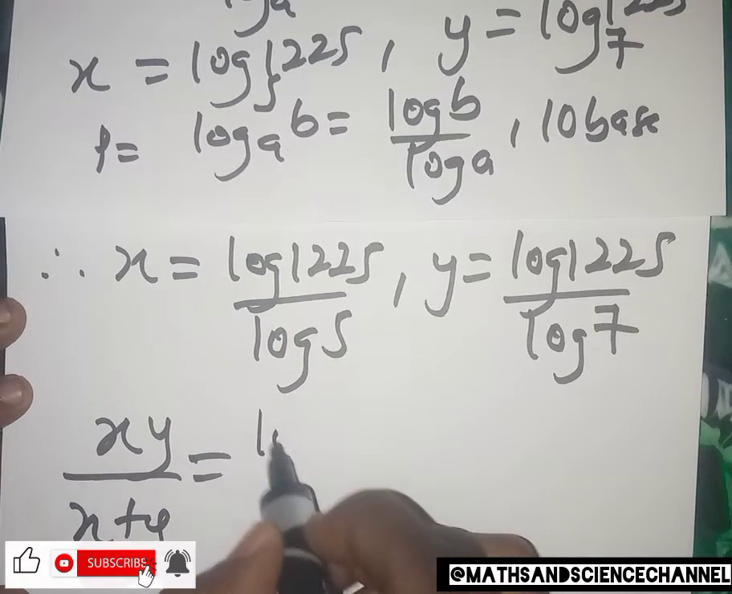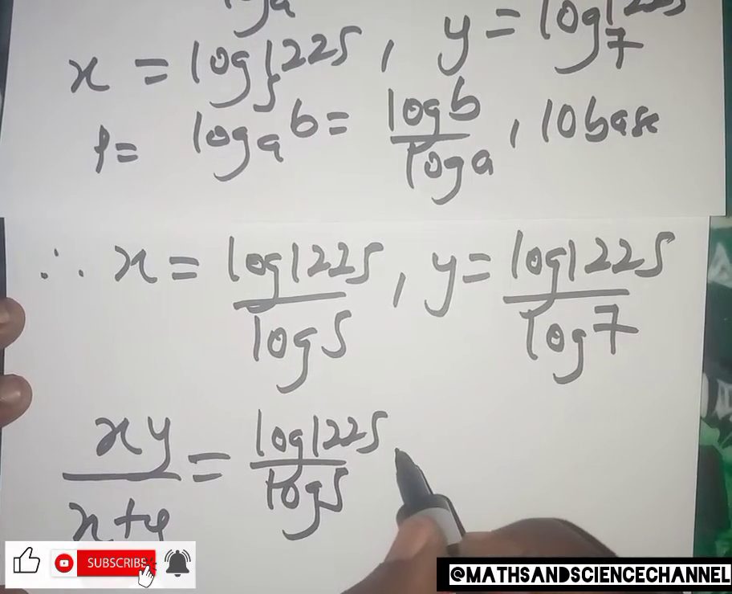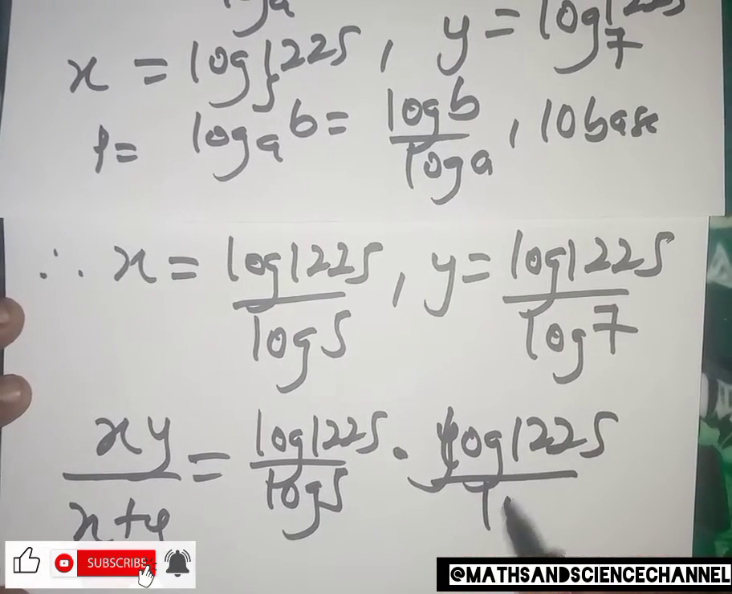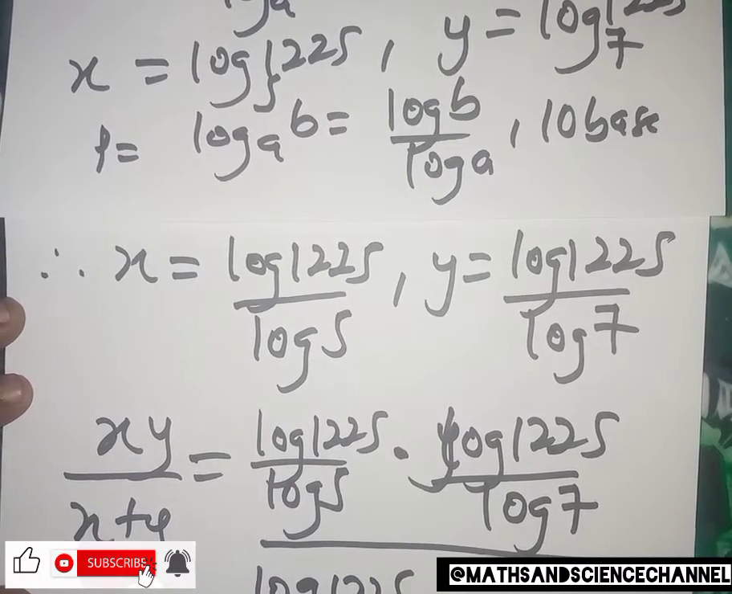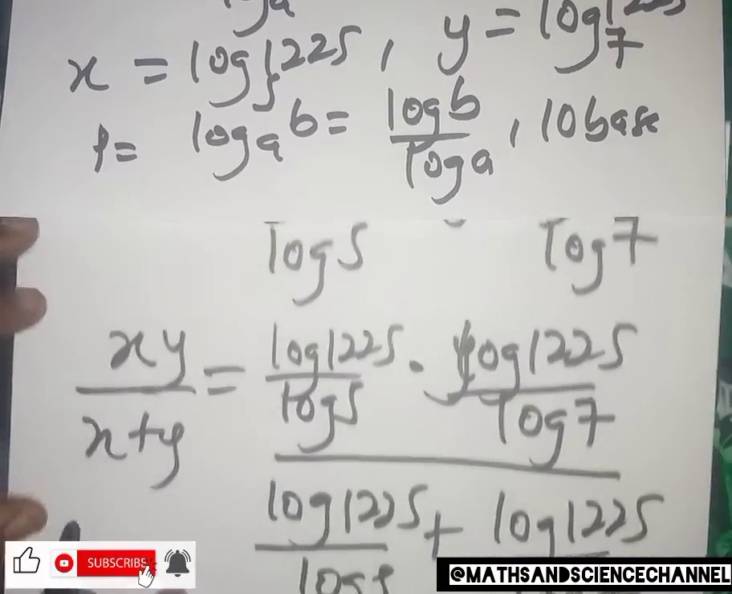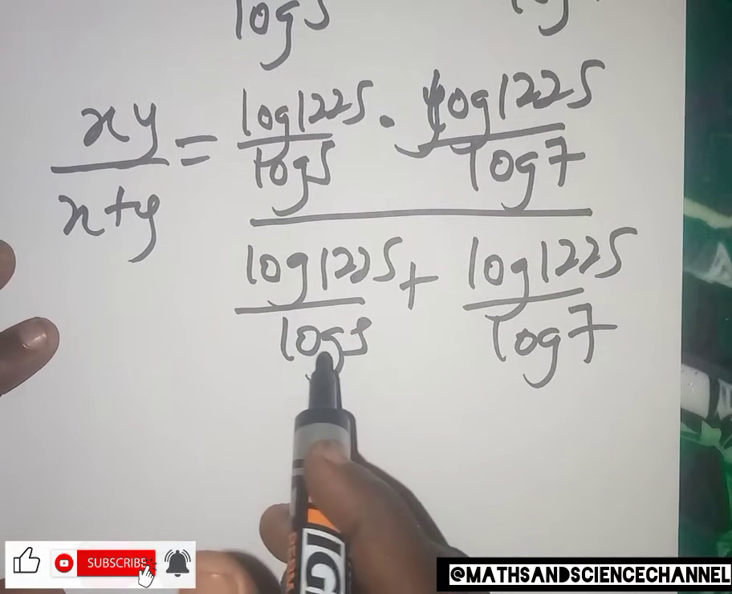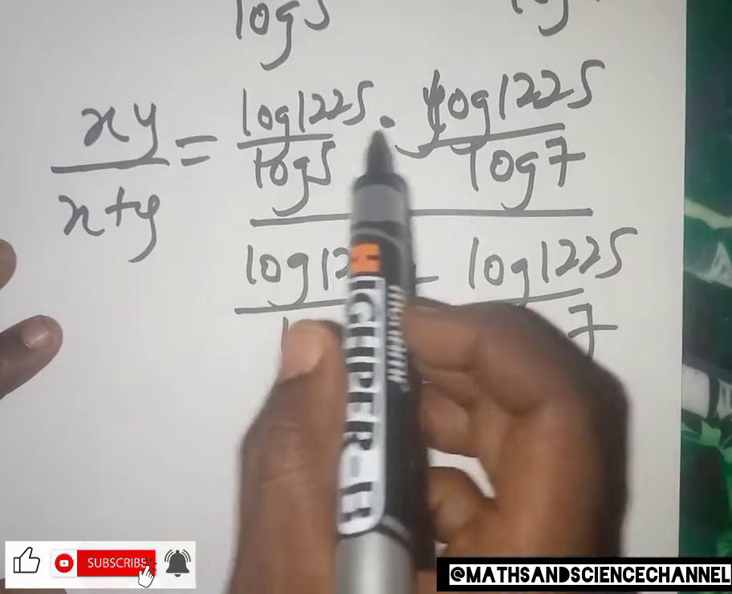So in the first part we have log 1225 divided by log 5 multiplied by log 1225 divided by log 7, being divided by log 1225 over log 5 plus log 1225 divided by log 7. So this is what we are going to have. Now we can further simplify that. How do we simplify this? We can simplify this just by cancelling out some of the terms here.